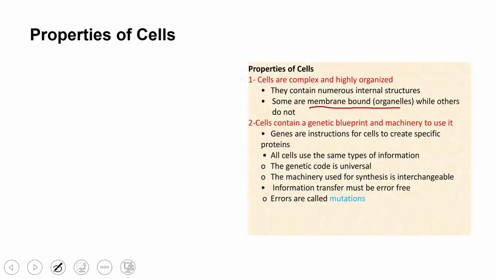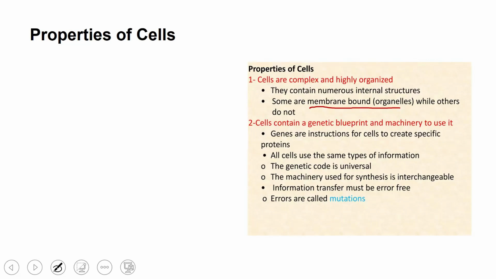Okay, ladies and gentlemen, in this lecture, we are going to look at the properties of cells. Cells are complex and highly organized structures that contain numerous internal structures. Some of these internal structures are membrane-bound organelles, while others are not. Some of the membrane-bound organelles found in a cell are the nucleus, the Golgi body, and mitochondria. All are examples of membrane-bound organelles, while others are not.